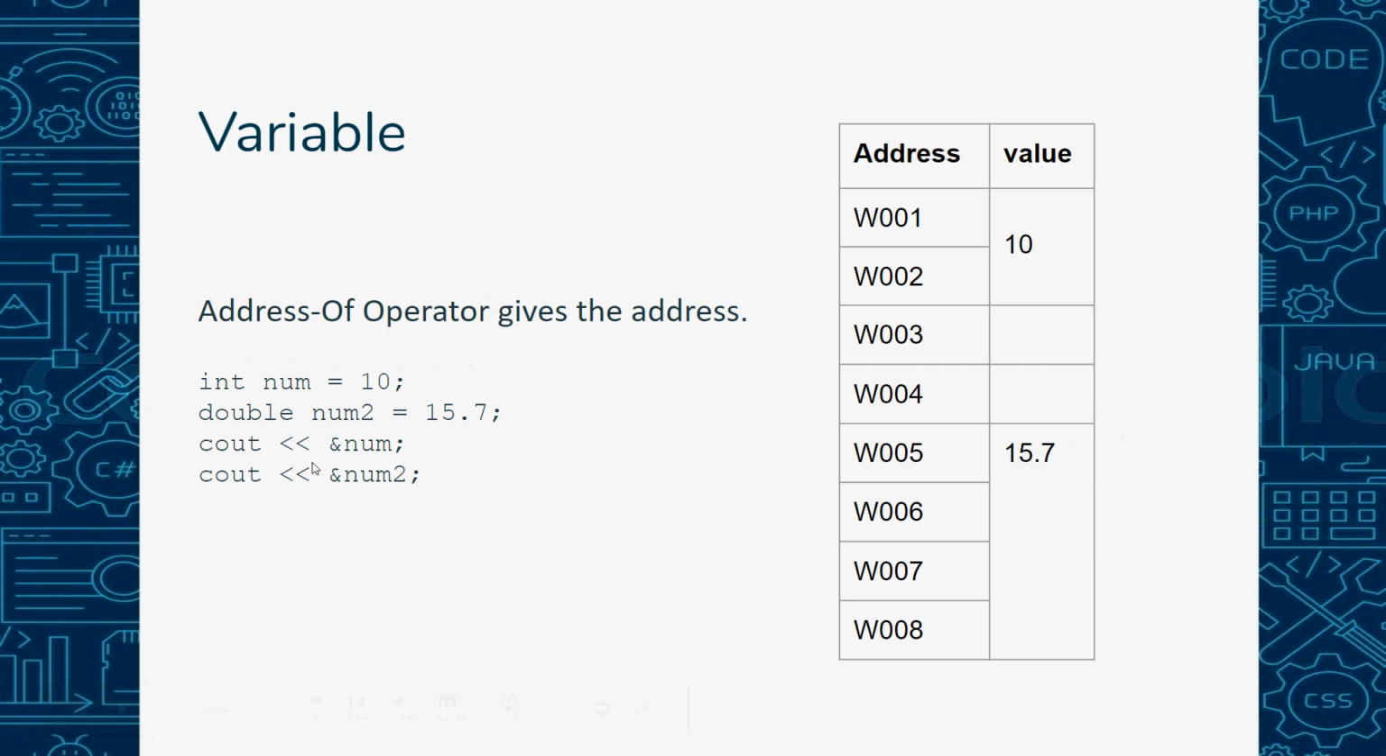Now we can use the address of operator. That's the ampersand. Remember, when you're passing by address, you pass using that ampersand. Same concept. What the address of operator does is it gives us where that address is. So here's an example. I have int num equals 10, which is this place in memory right here, and double num2 equals 15.7, which is coming to this place in memory. If I were to do a cout statement for ampersand num, it would give me this value right here, the first place of the memory location where it's stored. If I were to do a cout statement for ampersand num2, it would give me this value right here. I even have the animation for it.